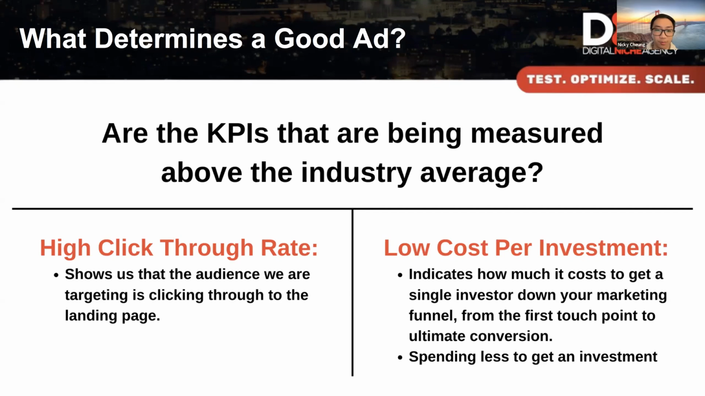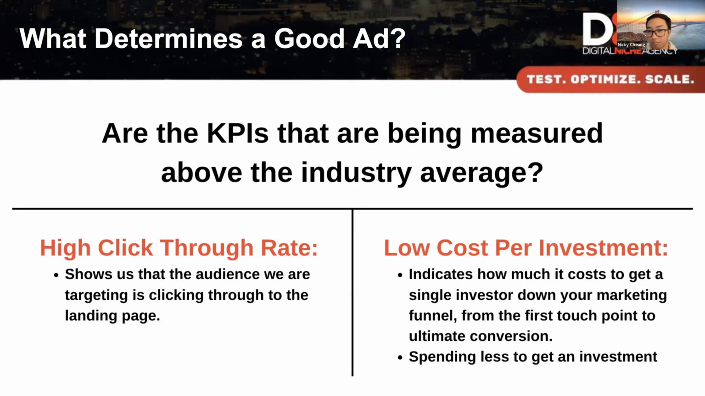Sure. So a good ad can be determined in many ways, but if we're looking at just the numbers, we want to see a high click-through rate. The industry average for click-through rate is about 1%, but I usually like to exceed KPIs. I don't know anybody who doesn't, but usually I look around 1.5 to 2% as a good click-through rate. Anything above 2% is amazing. We want people to be clicking and engaging with ads.